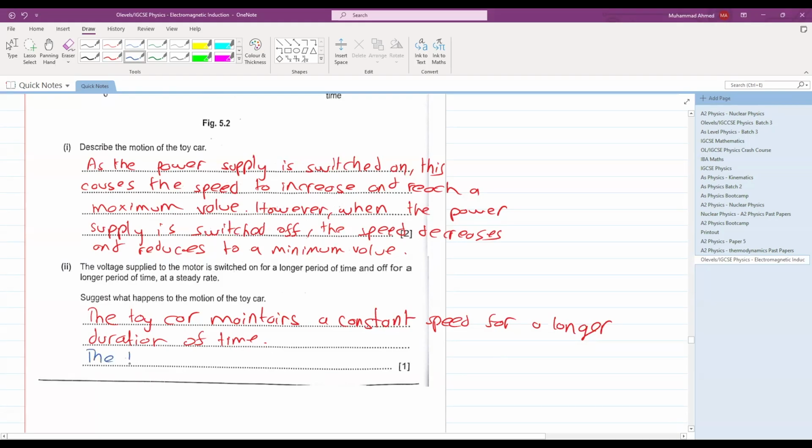The toy car reaches a lower minimum velocity or speed when the switch is off. Simple.